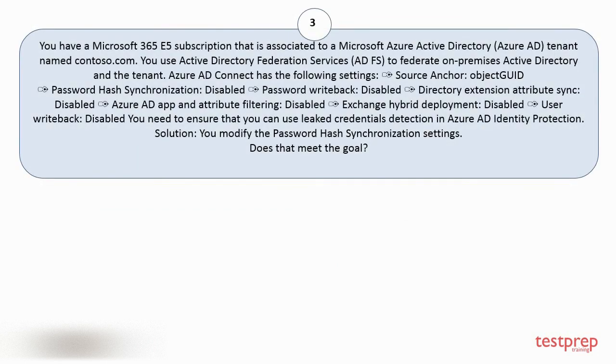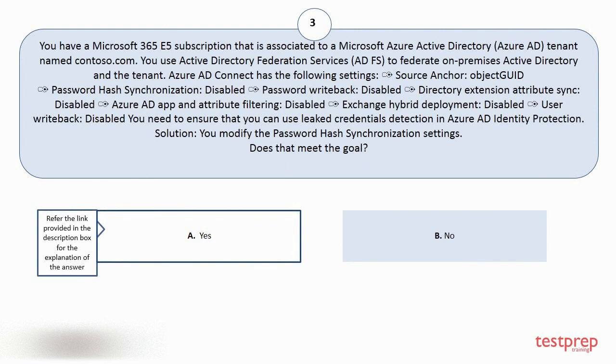Question number 3. You have a Microsoft 365 E5 subscription that is associated to a Microsoft Azure Active Directory, Azure AD, tenant named Coneso.com. You use Active Directory Federation Services, ADFS, to federate on-premises Active Directory and the tenant. Azure AD Connect has the following settings. You need to ensure that you can use leaked credentials detection in Azure AD Identity Protection. Solution: you modify the password hash synchronization settings. Does that meet the goal? Your options are: A. Yes. B. No. The correct answer is option A.